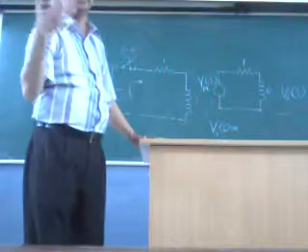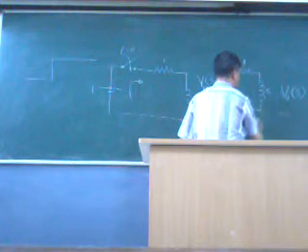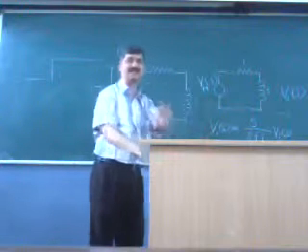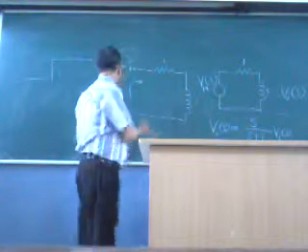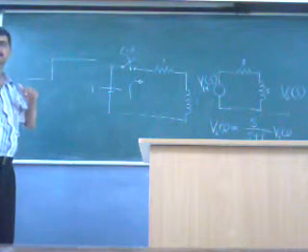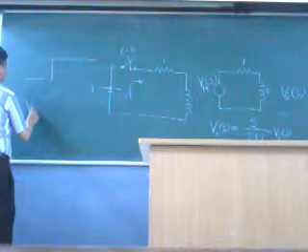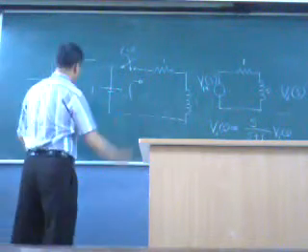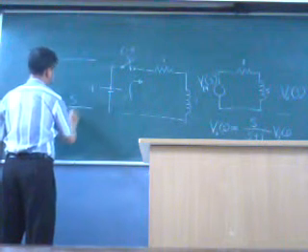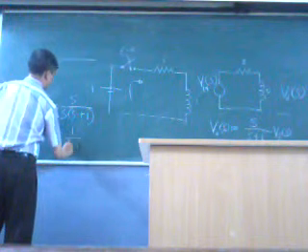is so simple that one may not even realize that finding the solution was so difficult. So Vo(s) is equal to S upon S plus 1 into Vin(s). Right? What is Vin(s) right now? Vin(t) is this. So when Vin(t) is this, what is Vin(s)? Vin(s) is 1 upon S. So Vo(s) is equal to S upon S into S plus 1, correct? Is it okay? So that is equal to 1 upon S plus 1.